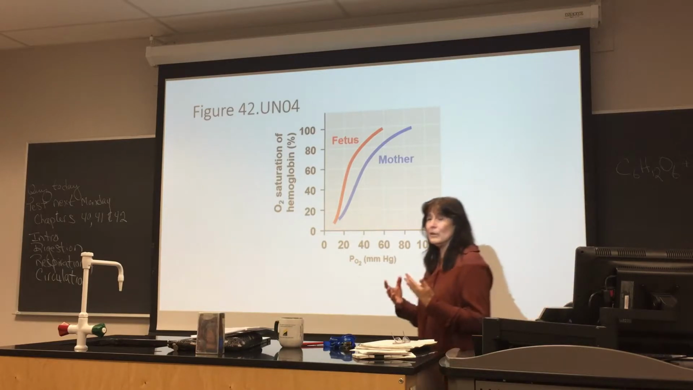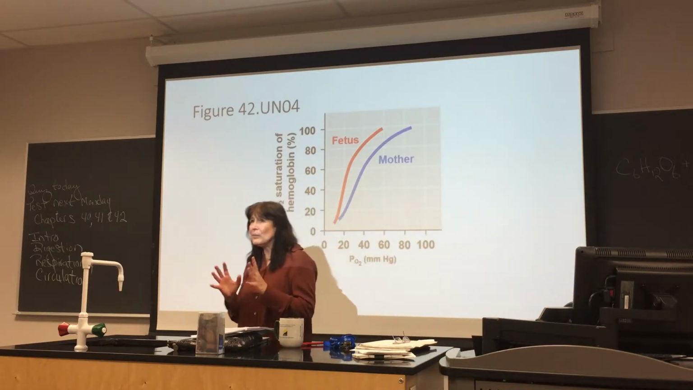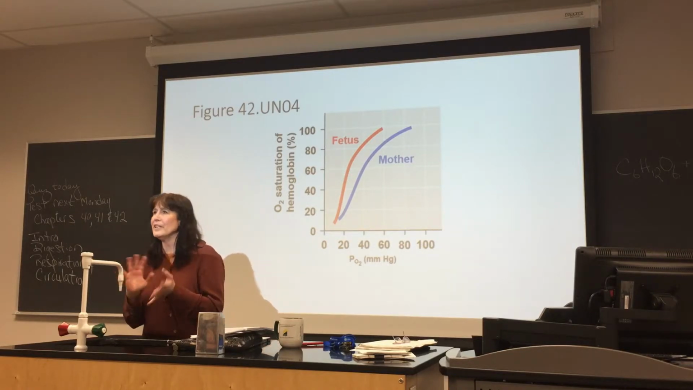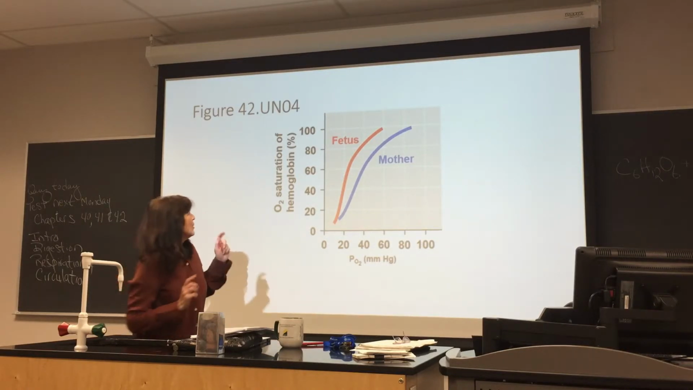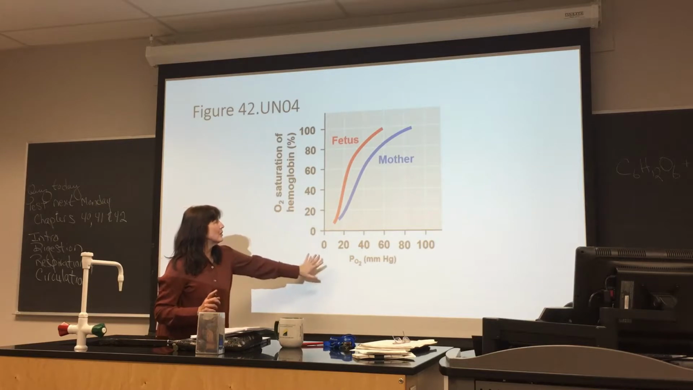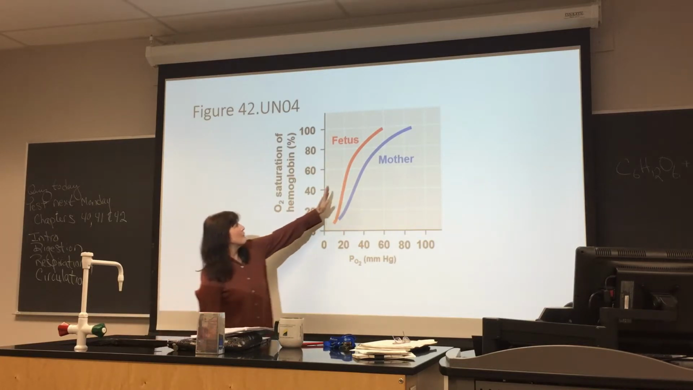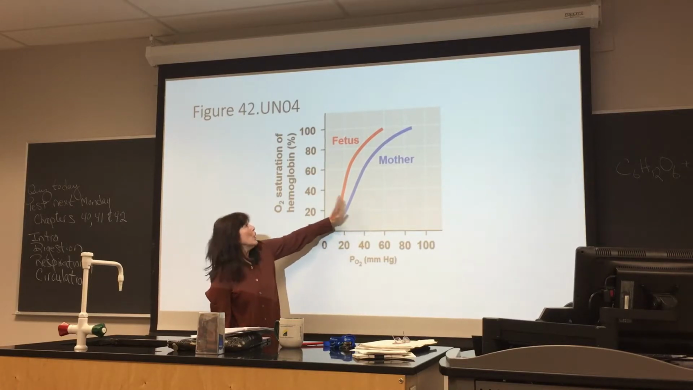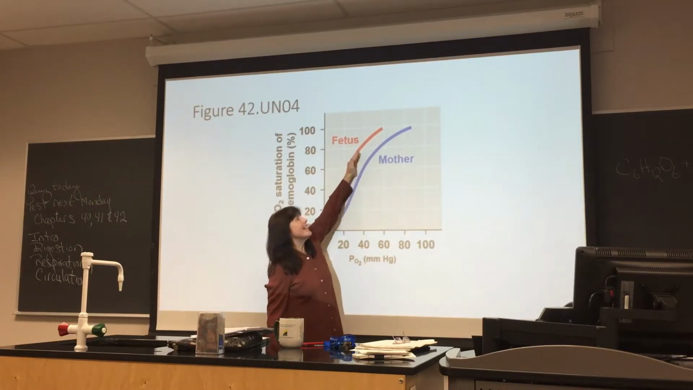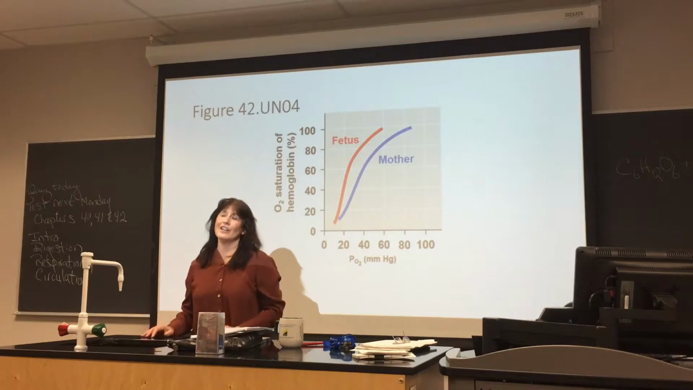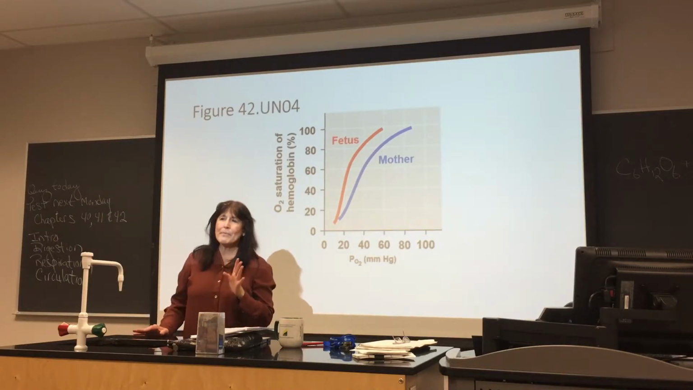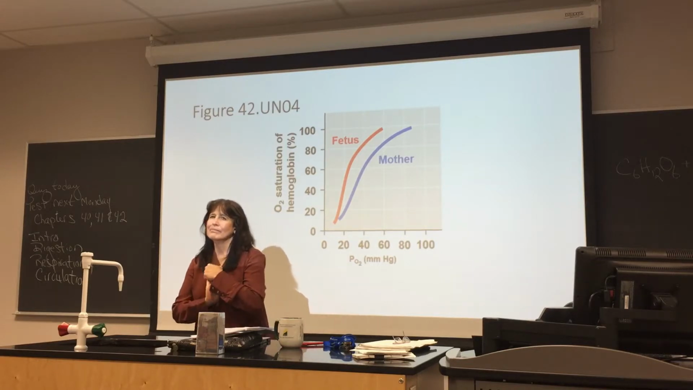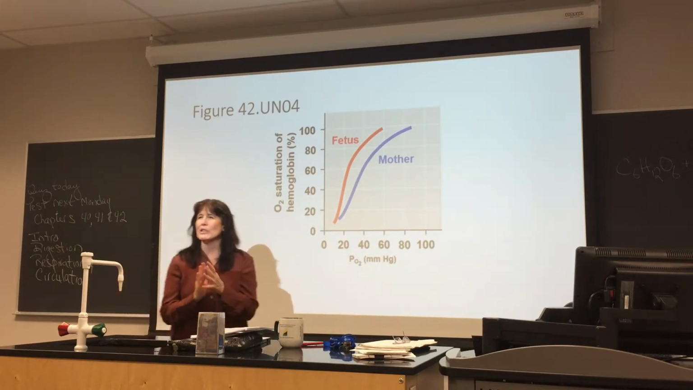Maternal and fetal hemoglobin are a little bit different in shape, okay? Just a little bit different in their conformation. And so if you did a dissociation curve with fetal hemoglobin and maternal hemoglobin, you would see that the fetus has a higher affinity for oxygen. So why might this be really, really important? Why would this be important?